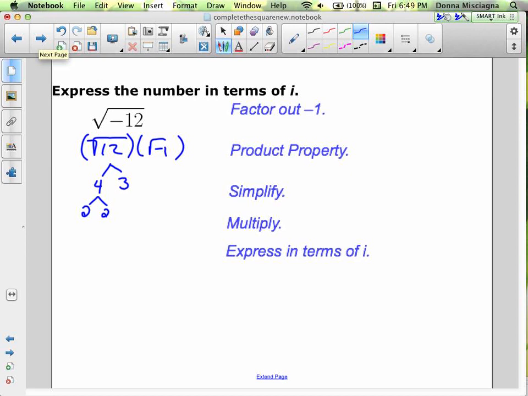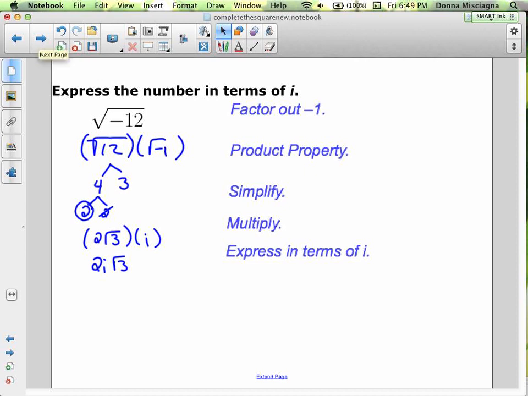We have a pair of 2s, so one 2 comes out, one 2 goes away. We have a leftover 3 that stays in a radical prison. We can't take that 3 out of the radical. So we're going to have 2 square roots of 3 for the 12. And we know the square root of negative 1 is i. So let's multiply the things that are not in a radical together. We have 2i, and then we have the square root of 3. Now we have that in simplest form. We have simplified that radical.